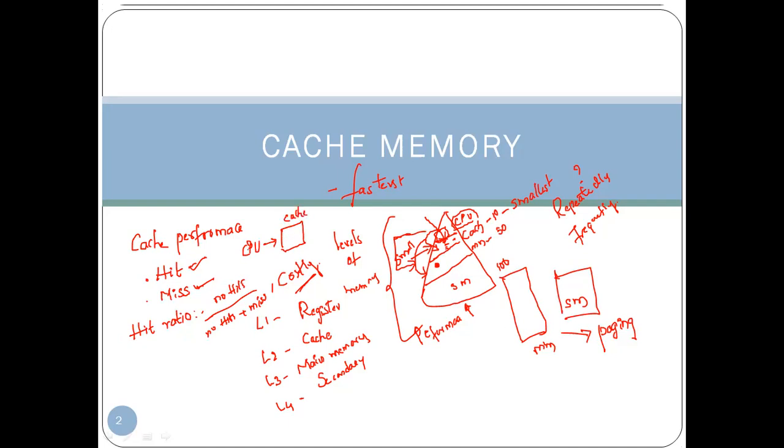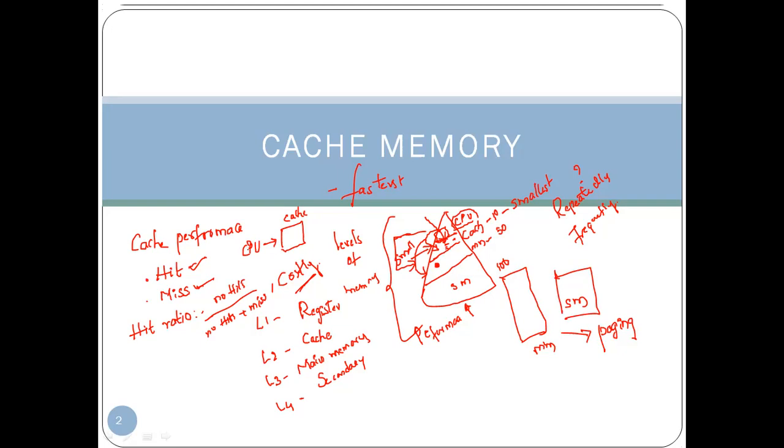If the particular instruction was not there, we say that it is a cache miss. So this is the hit and miss. The performance of a cache is going to be measured in terms of hit ratio. So what is the formula of hit ratio? It is the number of hits divided by the total number of hits plus the total number of misses. By making use of this formula, you can calculate the performance of the cache memory.